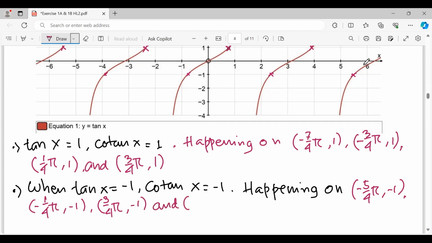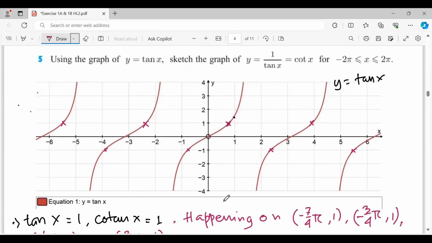And this coordinate point, 315, or 7/4 pi, comma negative 1. So the cotangent x graph will pass through these coordinate points, 1, 2, 3, 4, 5, 6, 7, 8. Now we are going to find the intercept point of cotangent x and the x-axis. Okay.